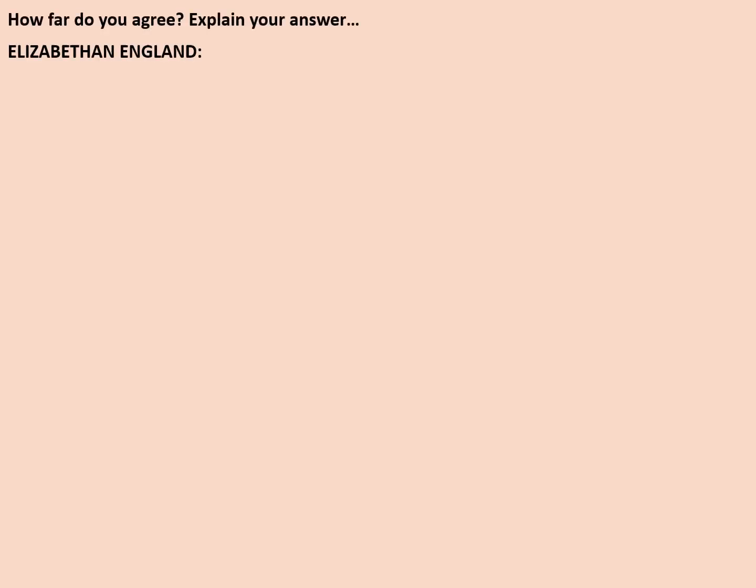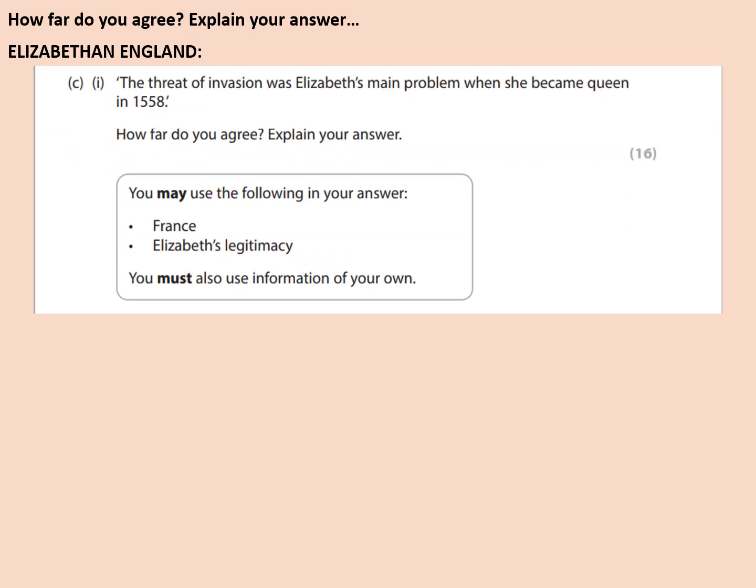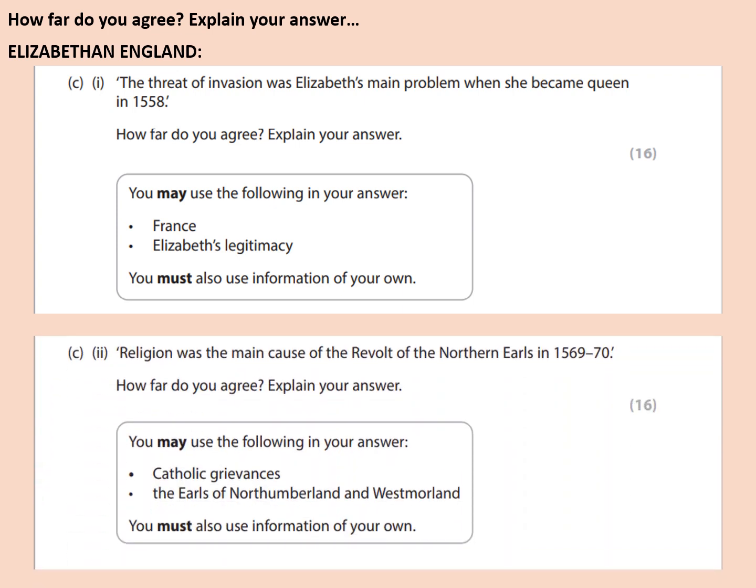And if you're studying Elizabethan England, the threat of invasion was Elizabeth's main problem when she became queen in 1558. Stimulus points, France, and Elizabeth's legitimacy. Or religion was the main cause of the revolt of the Northern Earls in 1569 to 70. How far do you agree? Explain your answer. The stimulus points are Catholic grievances and the Earls of Northumberland and Westmoreland.